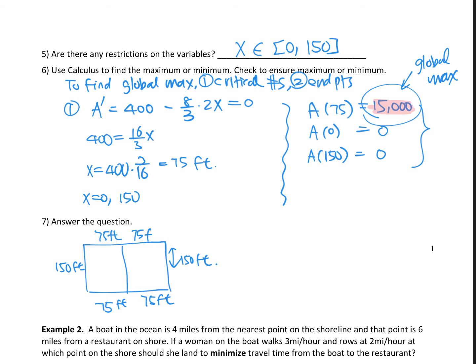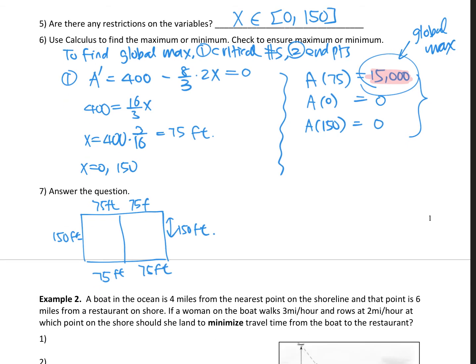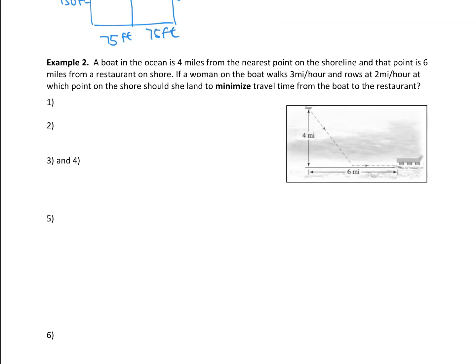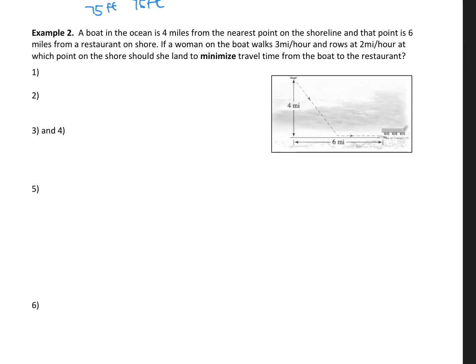All right, let's look at example 2. Here it says a boat in the ocean is 4 miles from the nearest point of the shoreline. Okay, so the boat is here. This is the land shoreline. The boat is 4 miles from the shore, and 36 miles from the restaurant. So this is the restaurant.